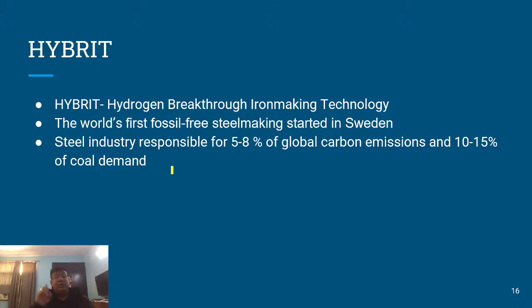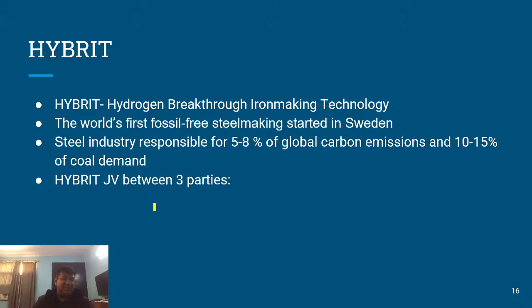So, of course we just started with one small country, albeit very rich, and one company has only done this. It's probably not even 1% of this total, but it's a good start. If we can scale it, we can actually reduce 5 to 8% of carbon emissions annually and 10 to 15% of annual coal demand.